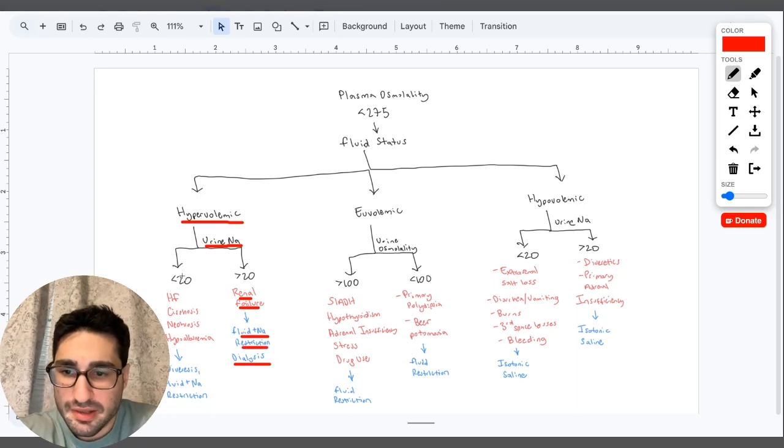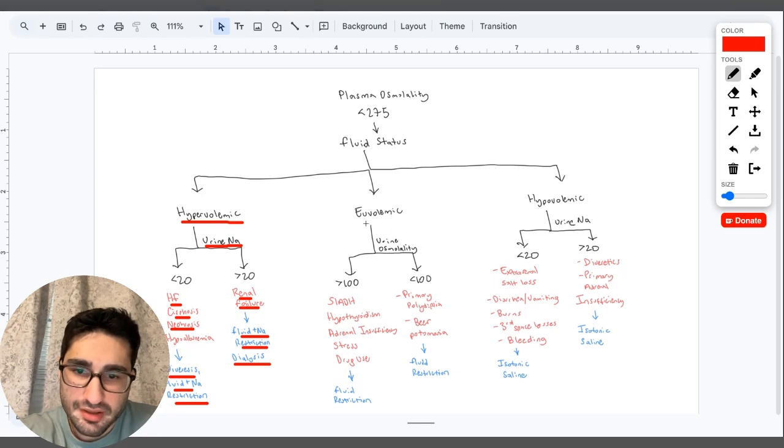Now, if the urine sodium is less than 20, the cause of the hypervolemic hyponatremia is going to be due to either heart failure, cirrhosis, or nephrosis. To treat these patients, we're going to diurese them to get rid of that extra fluid, and we're also going to fluid and sodium restrict them.